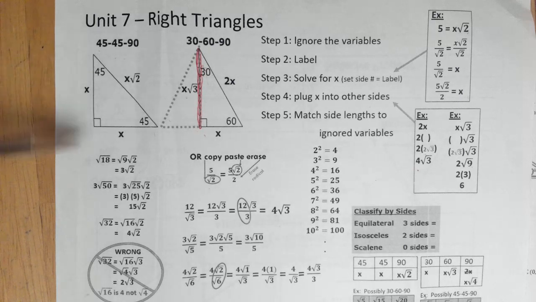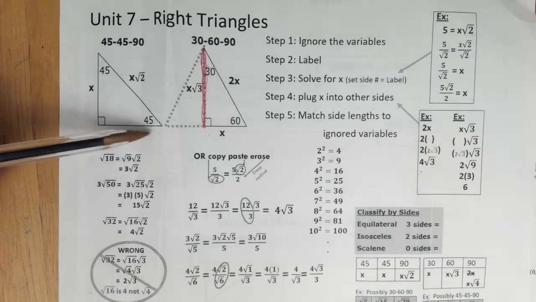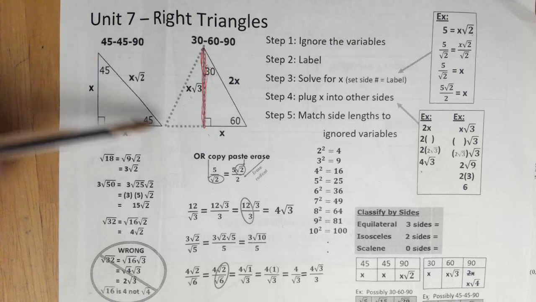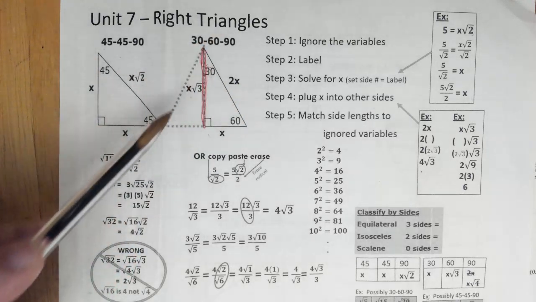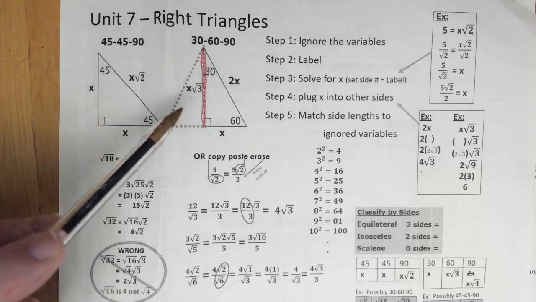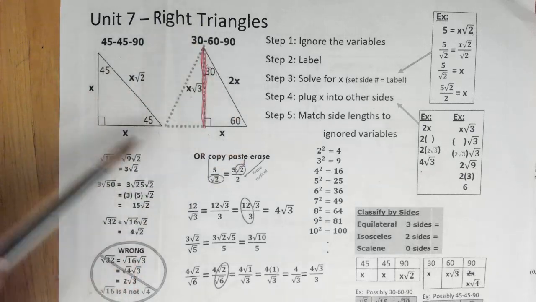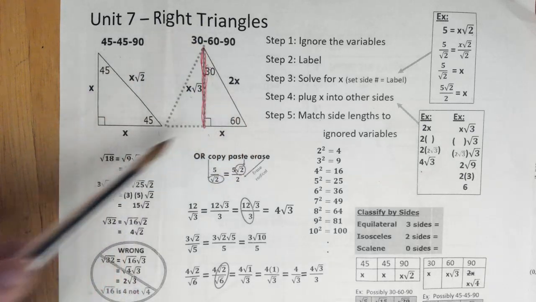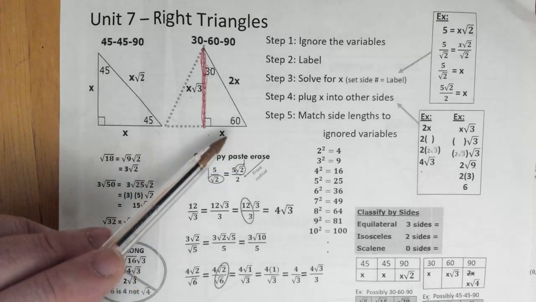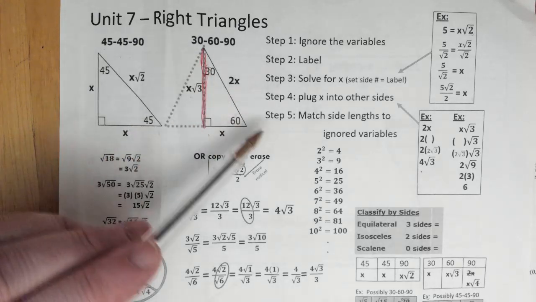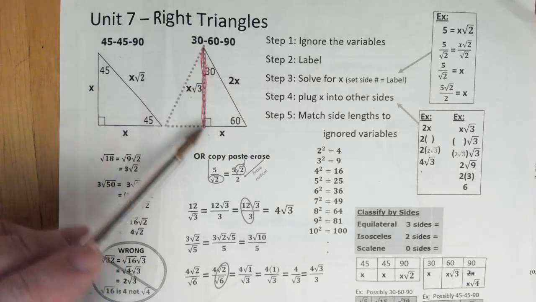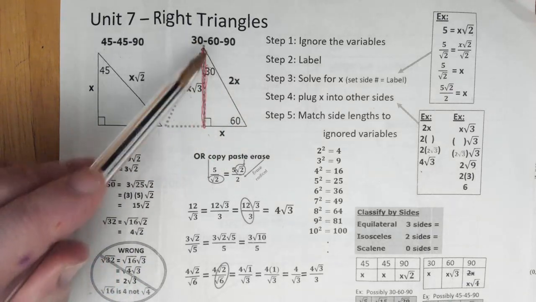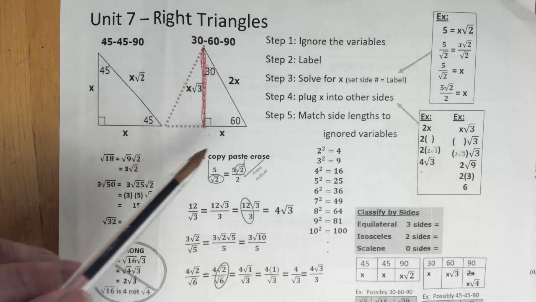First of all, for a 45, 45, 90, this is x, and the third side would be x radical 2. For a 30, 60, 90, it started off as an equilateral triangle, a 60, 60, 60, where the outside is 2x, and then when we fold it, this will turn into x. So 2x is the hypotenuse, the short side is x, and the fold, or the long leg, would be x radical 3.